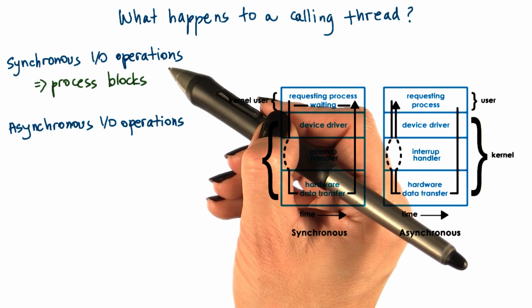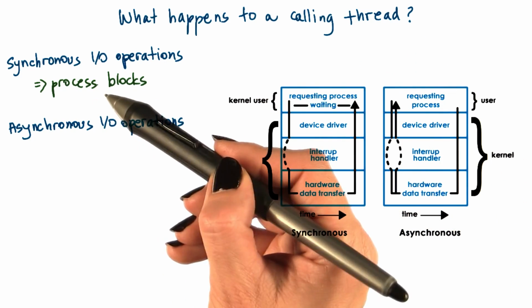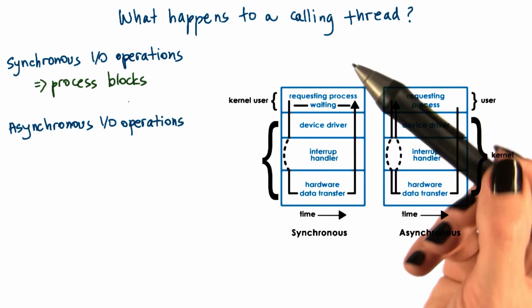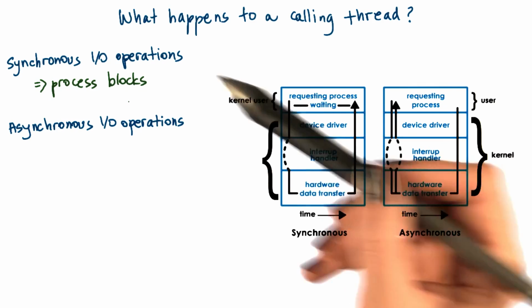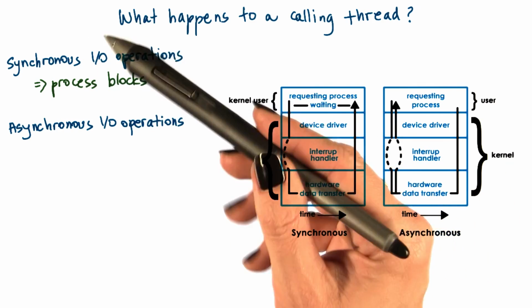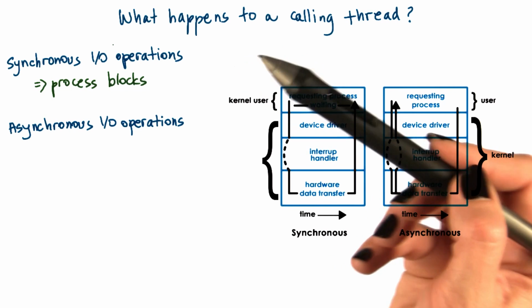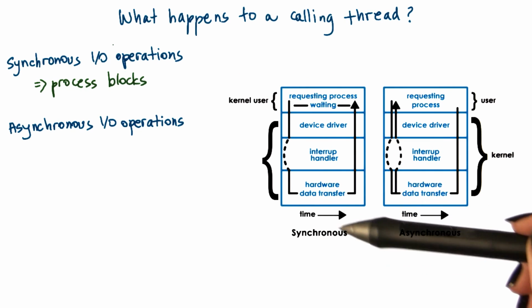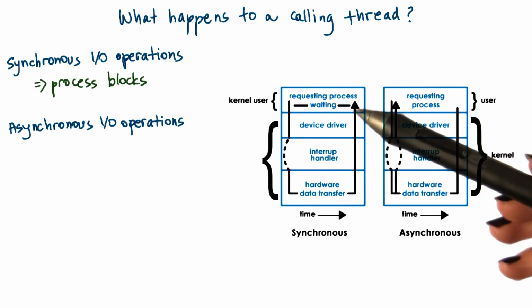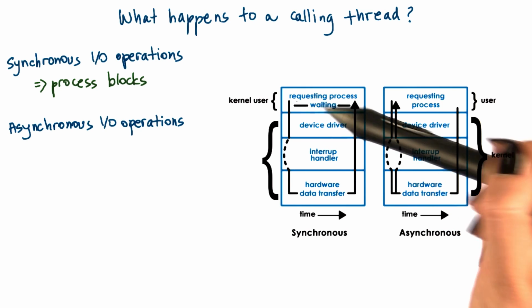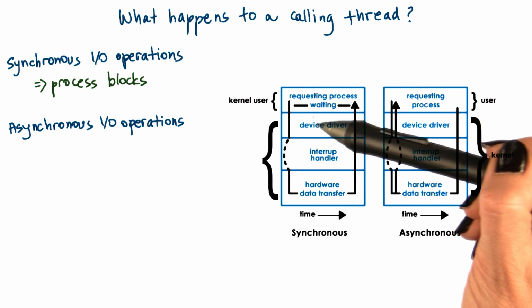For synchronous I/O operations, the process, or the calling thread at least, will be blocked. The OS kernel will place that thread on the wait queue that's associated with the corresponding device, and then the thread will eventually become runnable when the response from this request becomes available. So in the meantime, it will be blocked, it will be waiting, it will not be able to perform anything else.